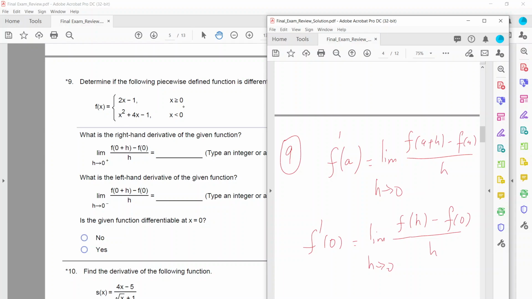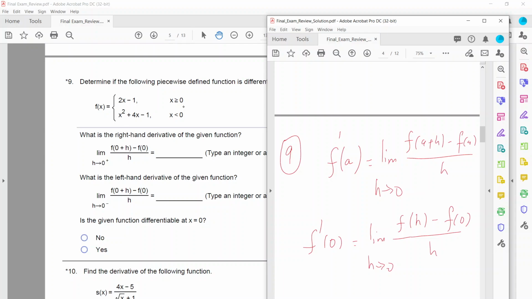And this limit does exist if the limit from the right side and the limit from the left side are equal. So our goal is to find out what is the limit of this function when h approaches 0 from the right side and when h approaches 0 from the left side. As you can see, if x is greater than 0, this is the expression we are going to use for the function, and if x is less than 0, this is the expression we are going to use for the function. So when we find these limits, we need to take care of this.